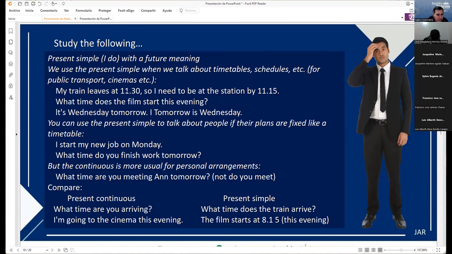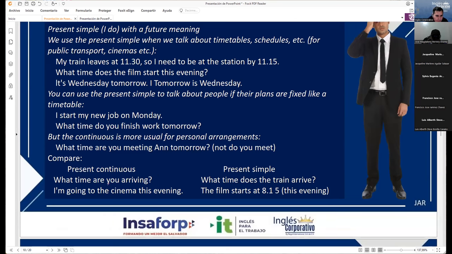Let me see. Here we have an example, and then we say like this. When you talk about personal arrangements, you say, what time are you meeting Anne tomorrow? And you say, examples with present progressive. What time are you arriving? Present simple. What time does the train arrive? Porque el tren tiene un horario. What time does the train arrive? What time are you arriving?